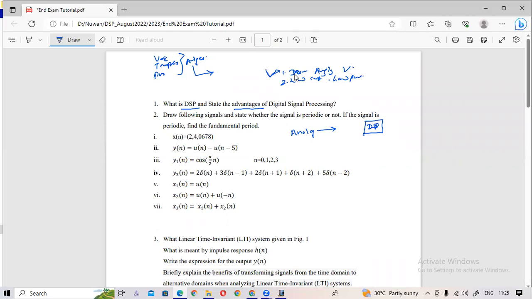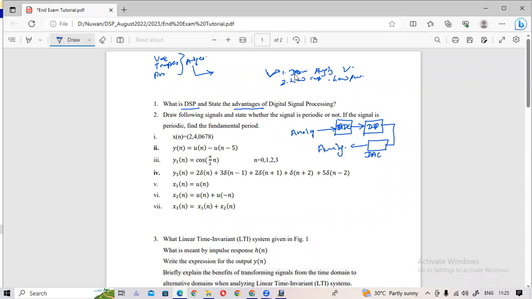For digital signal processing, you know the real world is analog. If we need to process digitally, you have to do a conversion, that is analog to digital conversion, ADC, analog to digital converter. Then you can process it digitally. After that, you have to convert the digital signal again into analog, that is digital to analog conversion. Then you can give it to the real world.